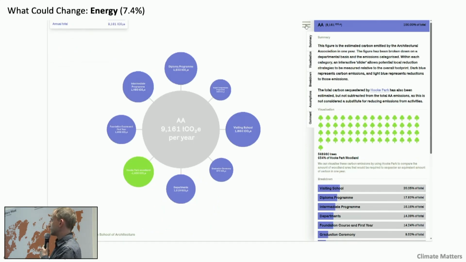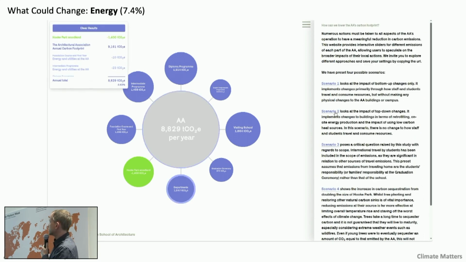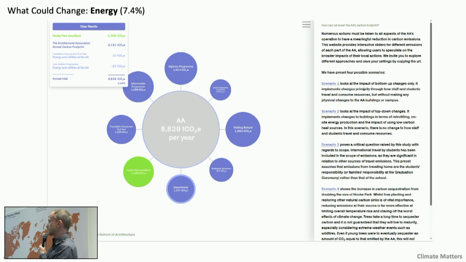And there's a preset for that also, where you can look at scenario 2, which shows all of the top-down changes made to the building fabric and energy systems. And I think it's quite surprising, certainly to us, that that net value came in at only 4% of the total of the emissions of the AA. We expected that to be higher. And I think it's really because the amount of travel is skewing the numbers so significantly that other aspects of the footprint don't seem perhaps so important.